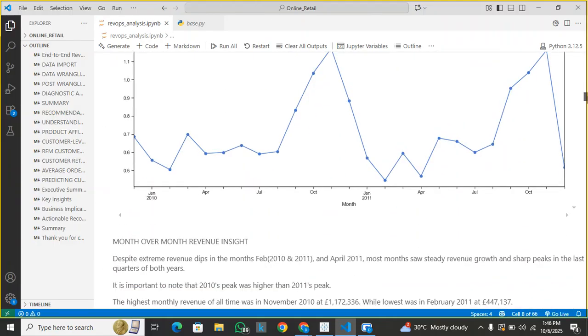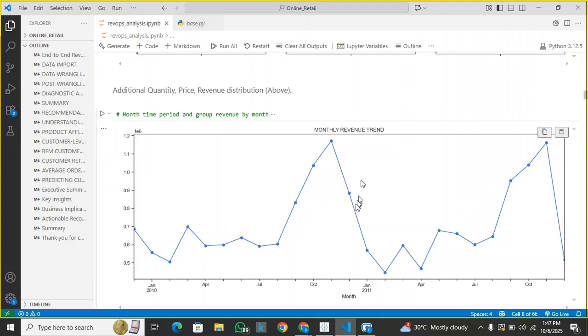Now, I went ahead to look at the sales trend, that's the revenue trend by month. This data set spans 2 years, so we have up to 24 months in this visualization. And we see that in 2010, we had just one severe dip, compared to 2011 that experienced dips in February and April.